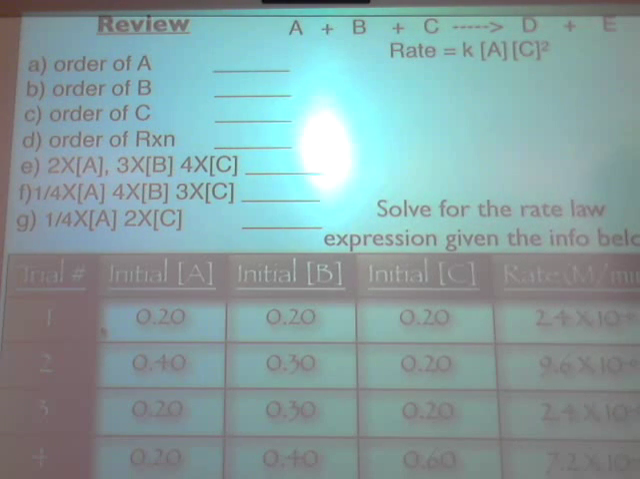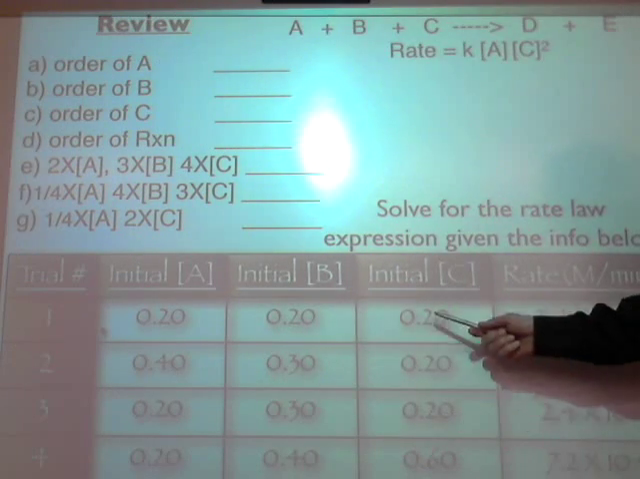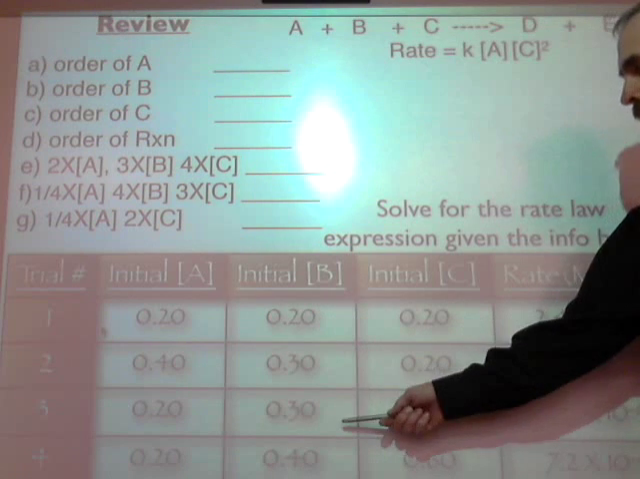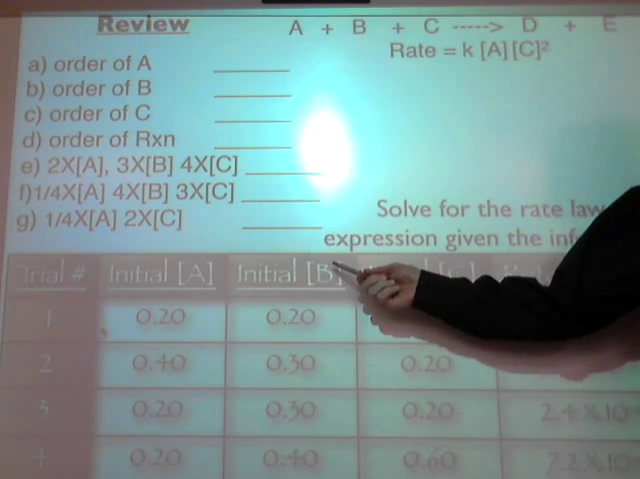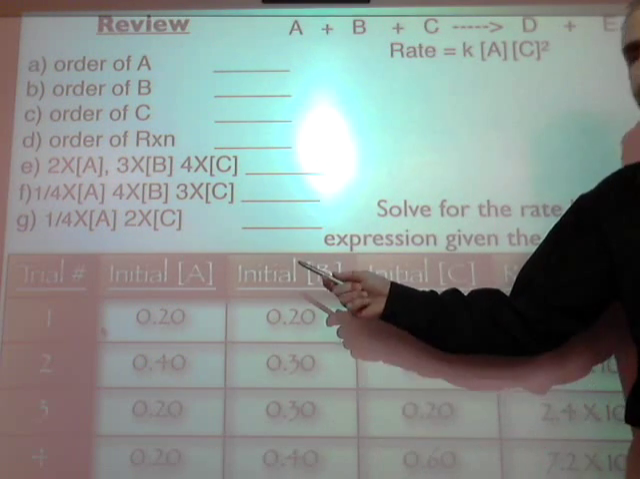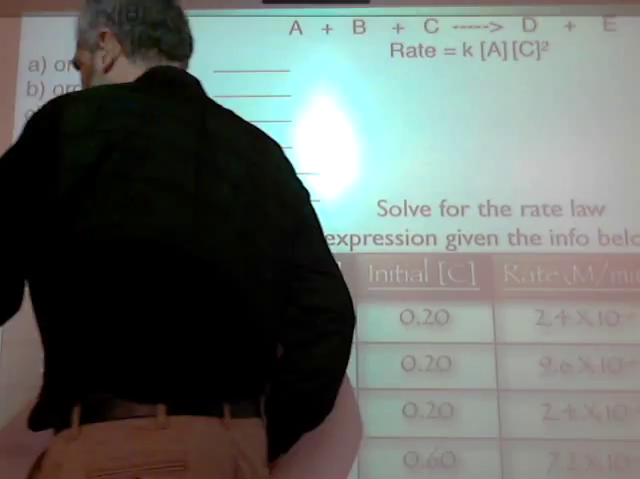Who's the best one? 1 and 3 is a great choice because I see that A is being held constant, C is being held constant, only B is changing. And the nice part about 1 and 3 is there's no change in the rate. So that's going to make this a real easy problem. Without writing anything down, I know the answer. I know B is 0 order because changing his concentration and leaving everybody else alone did nothing to the rate. Okay?